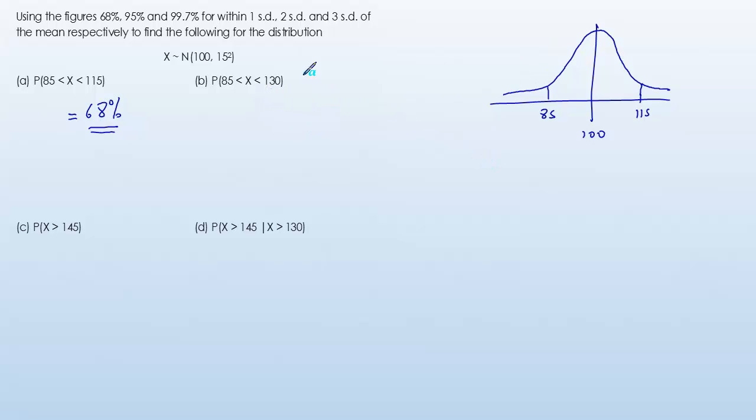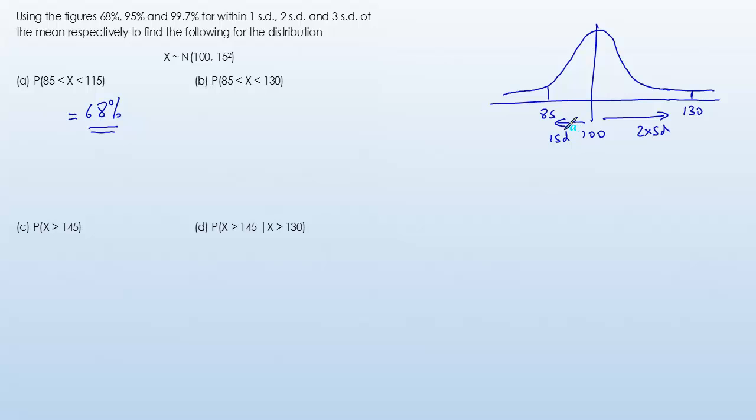Next, 85 to 130. So what we now have is, this is going out to 130. So on this side we have 2 standard deviations. On this side we have 1 standard deviation.